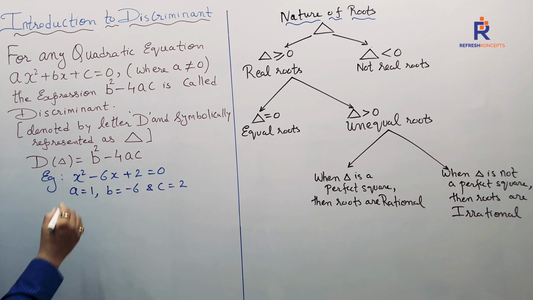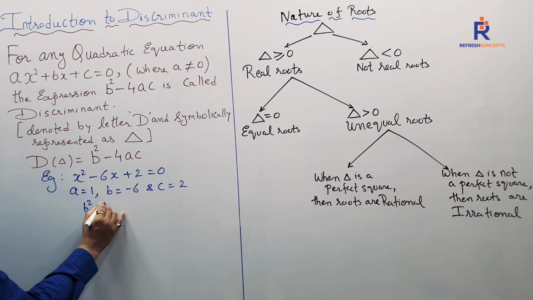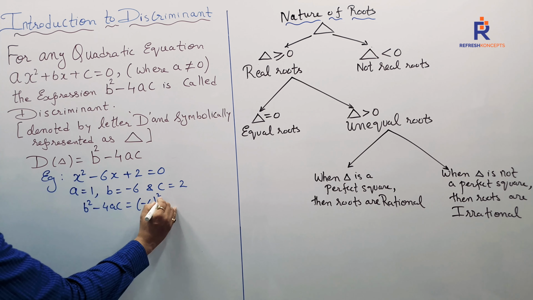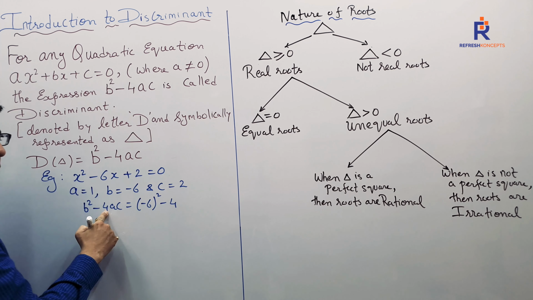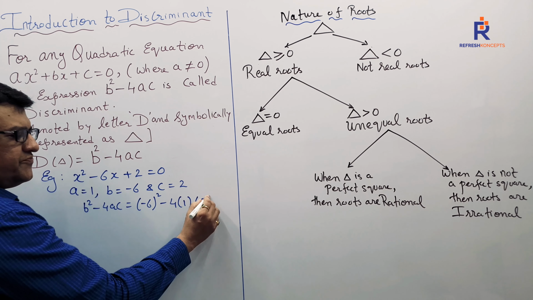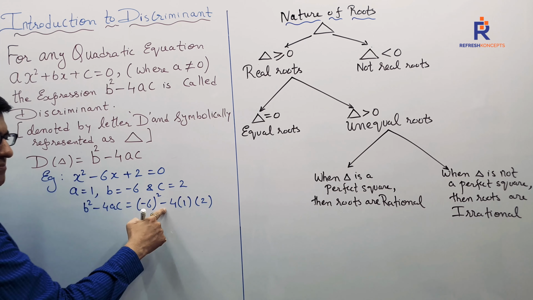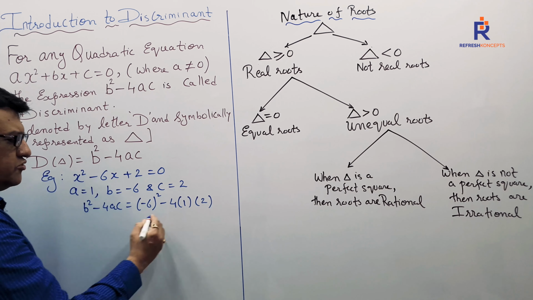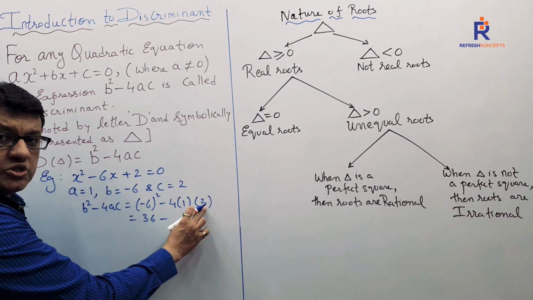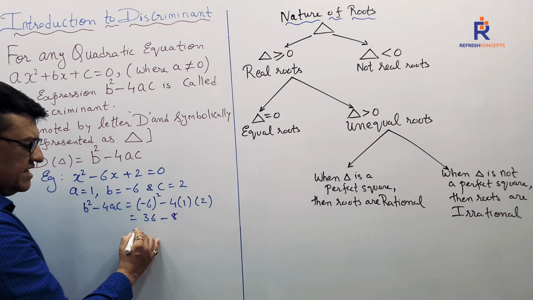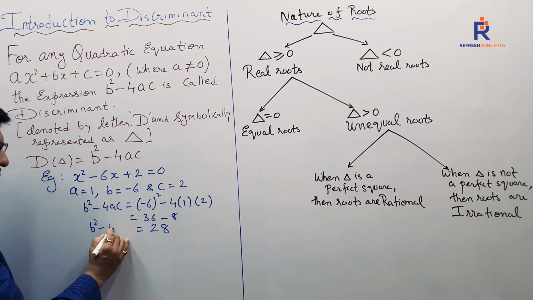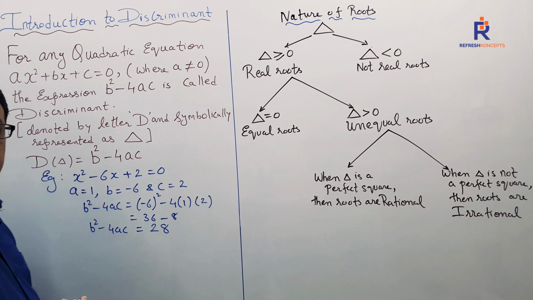So what is b square minus 4ac? It is nothing but minus 6 square minus 4 into a into c, where a is 1, c is 2. 36 minus 4 ones are 4, 2s are 8. 36 minus 8 is 28. Thus the value of b square minus 4ac is nothing but 28.